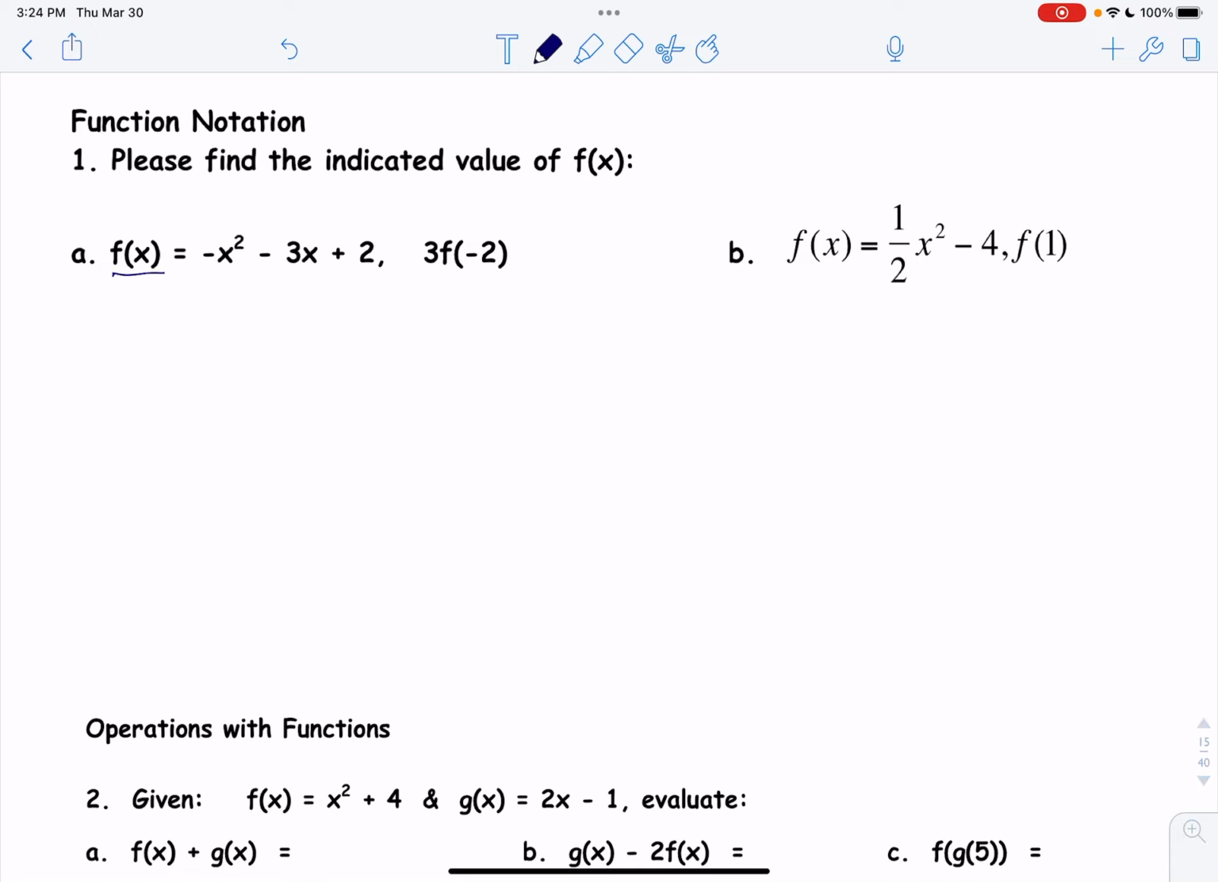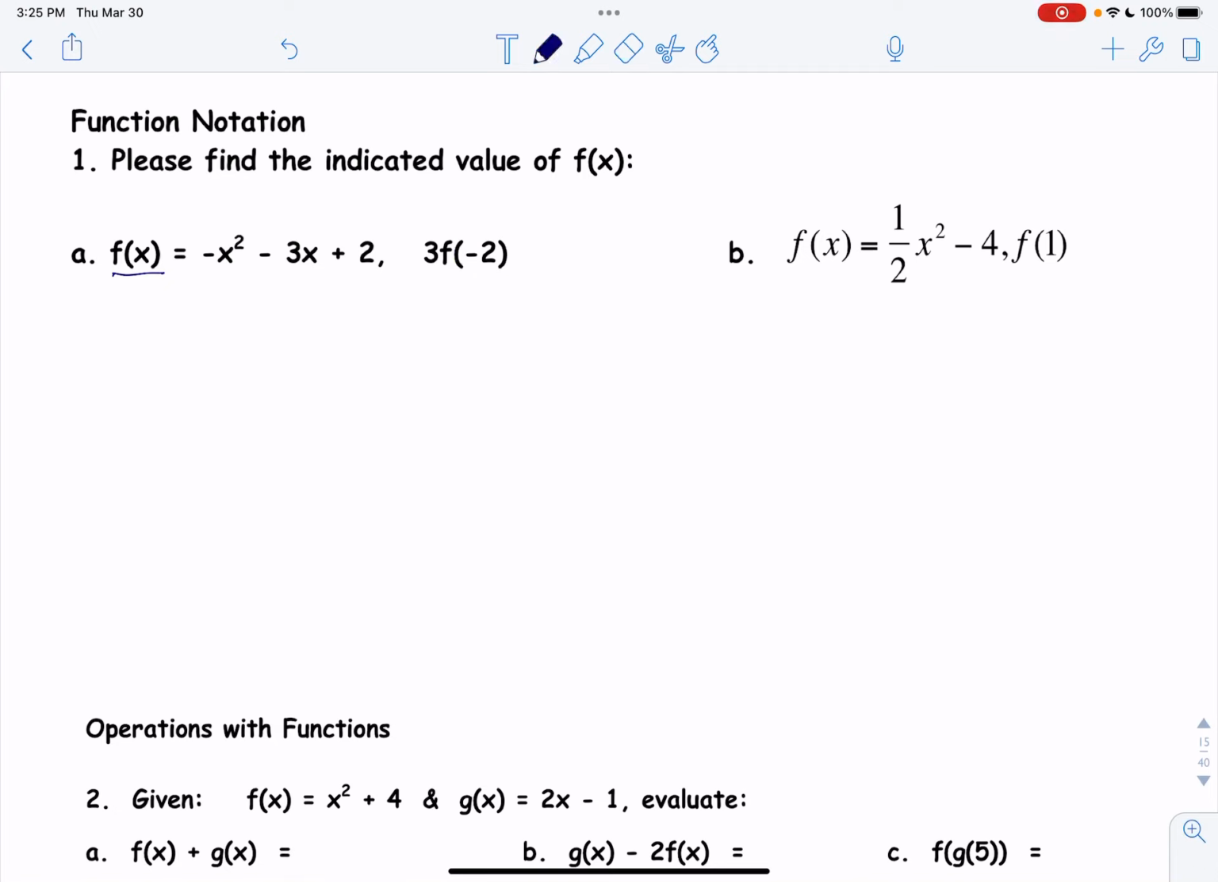First, given f(x) equals negative x squared minus 3x plus 2, they want to know 3 times f of negative 2. Sometimes in SAT questions, they're asking f of something values. That means the value inside is the x value, and f of that whole value represents the y value. So remember, you need to plug the indicated x value into the equation for x, and you find the y value. That's what f of something means.